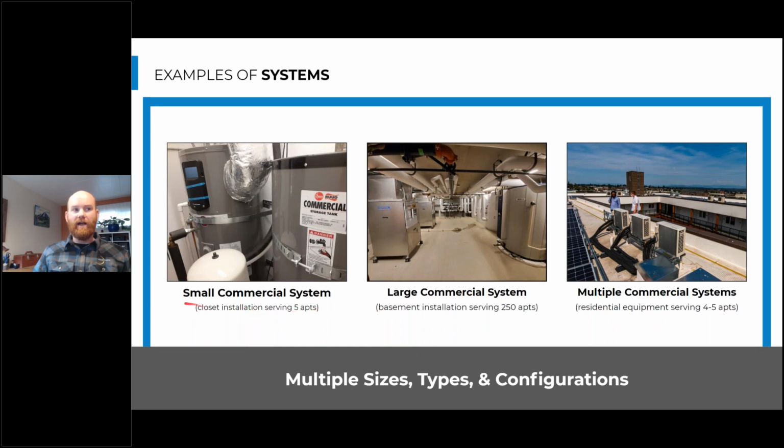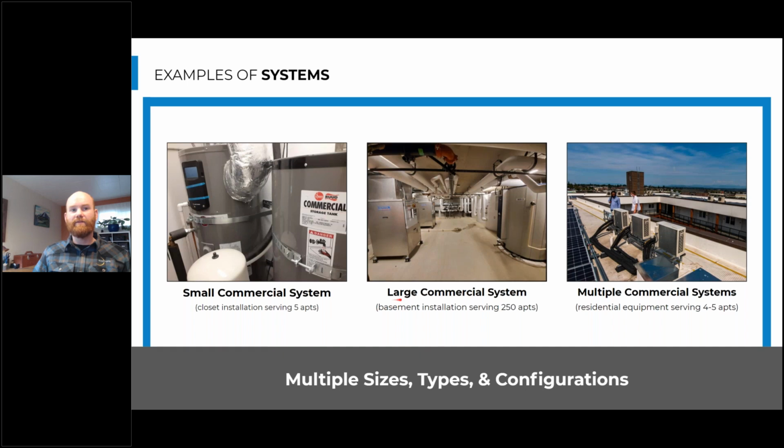And so we might have a small commercial system that maybe is serving like 6 to 8 units, or 5 units in this example. And this might be a residential heat pump water heater in a closet with ventilation to and from it, coupled to a storage tank to extend the thermal battery we're working with. Or it might be 2 of these in parallel to serve that smaller commercial system.